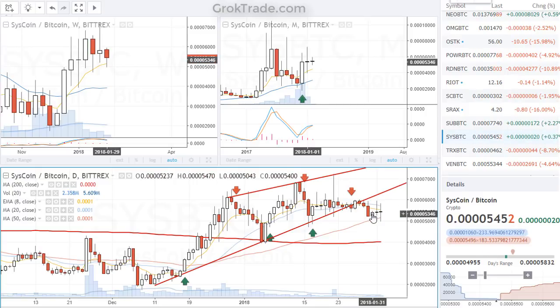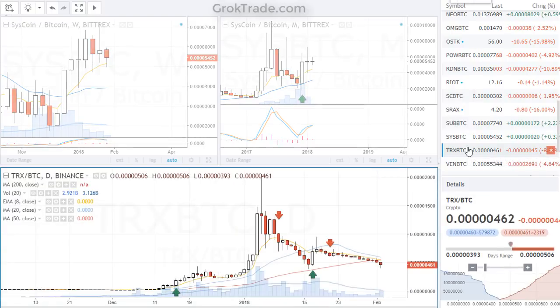No interest in this one. Syscoin, no interest in that one. It broke a support level. It's caught up in the moving averages. The weekly looks good to me. The monthly looks decent, but at this moment it's broken. I'm looking for other opportunities.